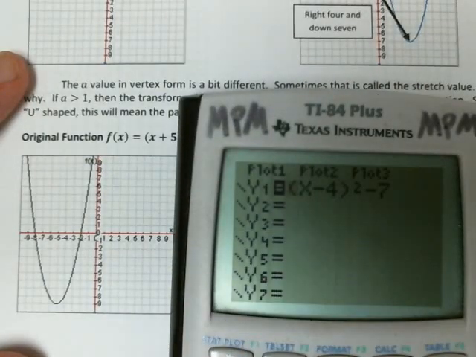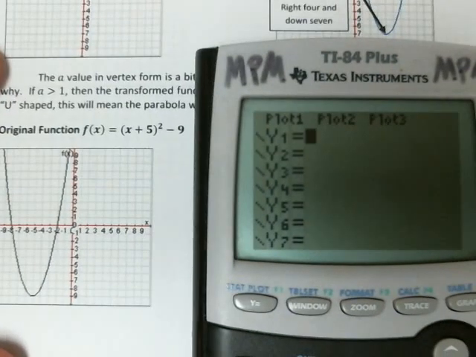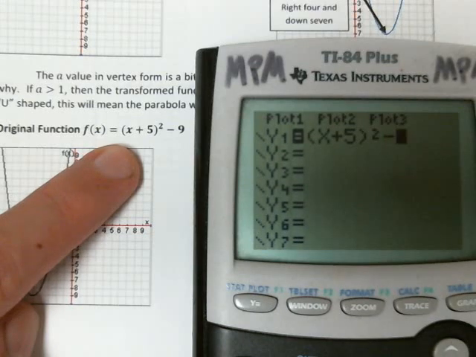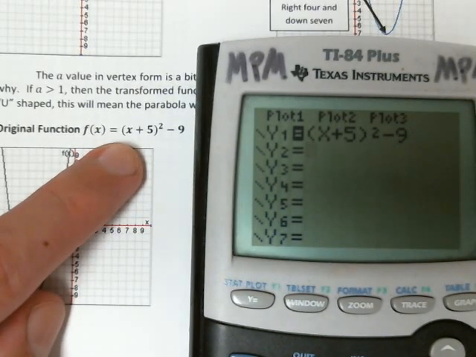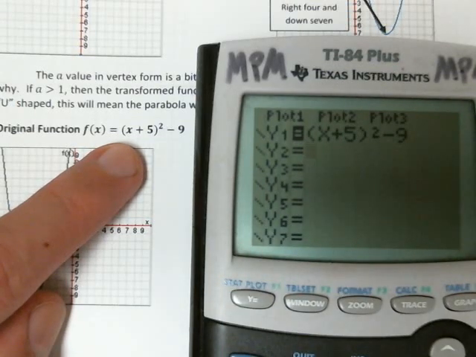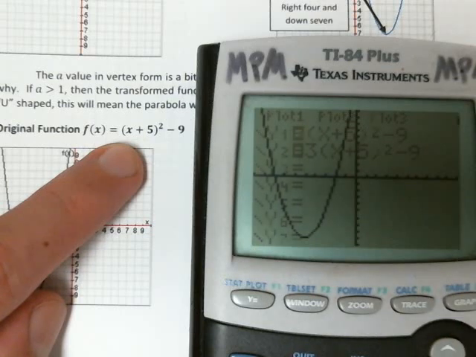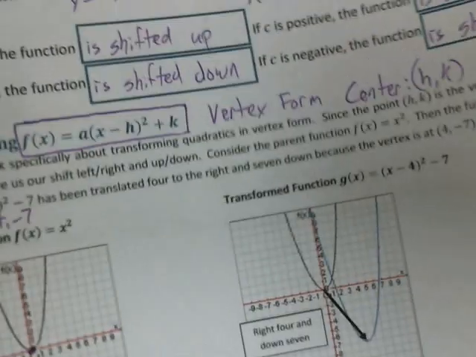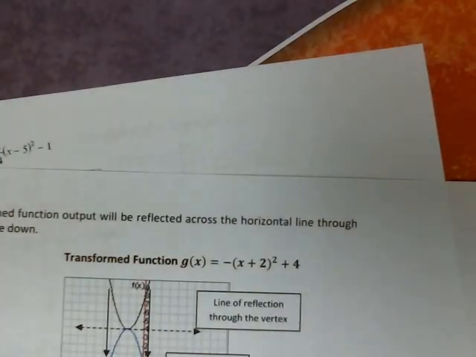Let me illustrate that on the graph. I'm going to do the original, (x plus 5) squared minus 9, and plot that graph. There's the original. Now I'm going to go back, keep that there, and throw a 3 in front: 3 times (x plus 5) squared minus 9. Now watch what happens. That's just what it was showing there on the paper. I just wanted you to visualize on the calculators the parabola getting narrower. All right, let's flip on over to the next page.